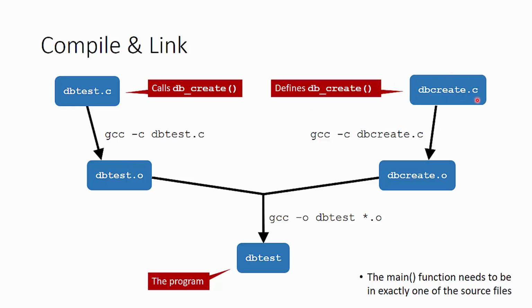Meanwhile, in dbcreate.c, we have defined our db_create function. And we can compile that file all by itself. Now we have a dbcreate.o object file. Now we can link together all of our object files, and we know that that is going to complete because we can access db_create that is defined in another file. And one of the keys here is that our main function has to be in one of these. It doesn't really matter which one, whether it's in dbtest.c or dbcreate.c, but main has to be in exactly one of those. And the final dbtest program should then run.